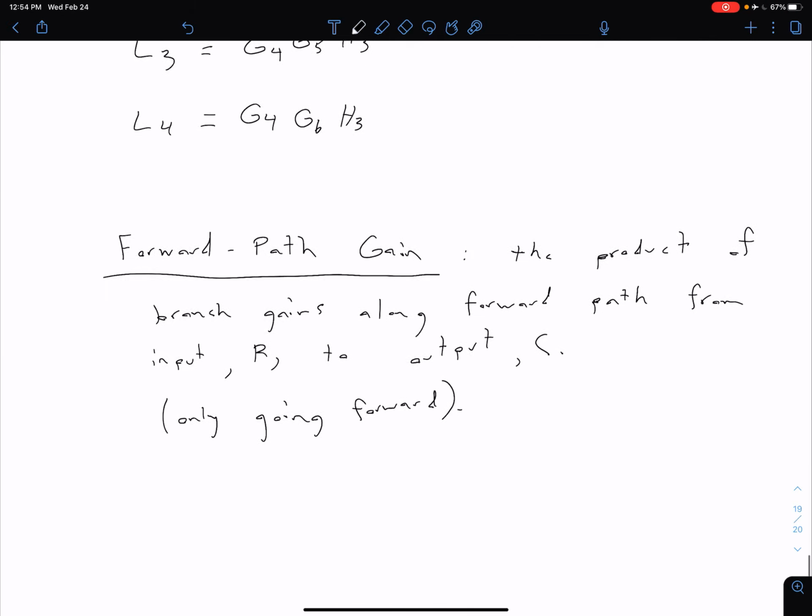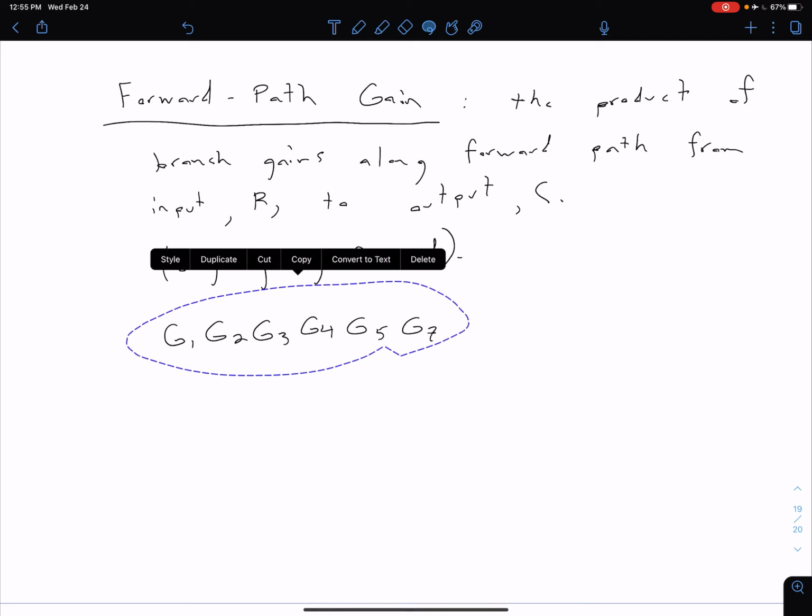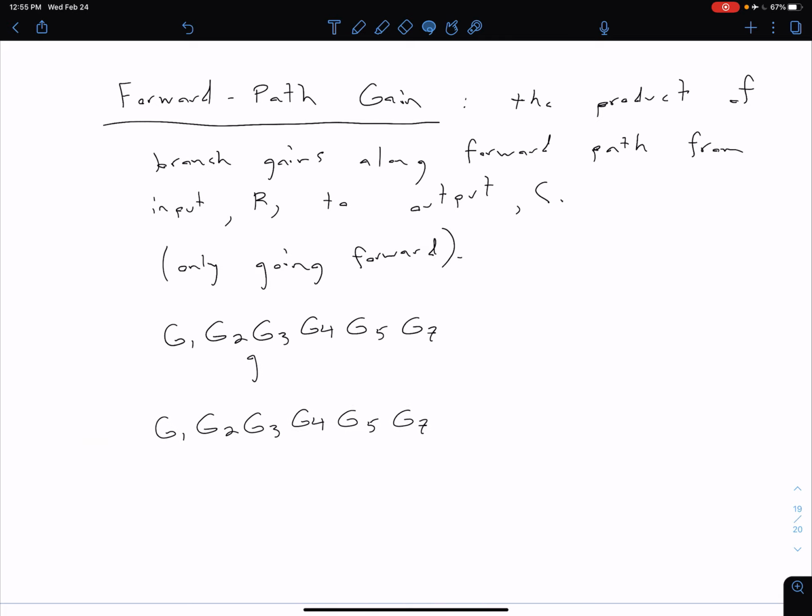So let's write our forward path gains. The first one we said was G1, G2, G3, G4, G5, and G7. And then for our second one, we're just going to do the same thing, except we replace our G5. And it looks like I got an extra G there. So we're just going to replace our G5 with G6. All right, so those are our 2 forward path gains.